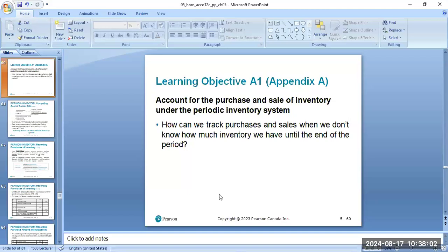So let's see how we're going to deal with the periodic inventory system. How we're going to track the purchases, how we're going to track sales, and how we're going to find out how much our cost of goods sold is, and is there any difference between this periodic inventory system and the perpetual inventory system.